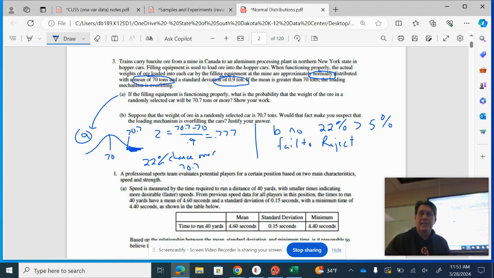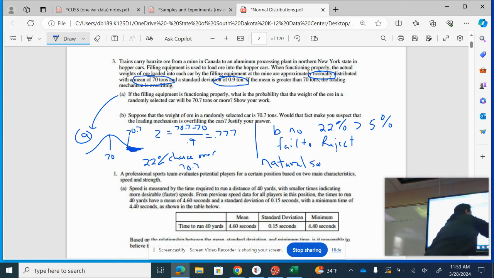If we got something like a 1% chance, something that would be less than a 5% typical alpha level, then we might reject the null and say, I think they are overfilling the cars. But this probably is just due to chance, natural variation, random natural sampling variation.